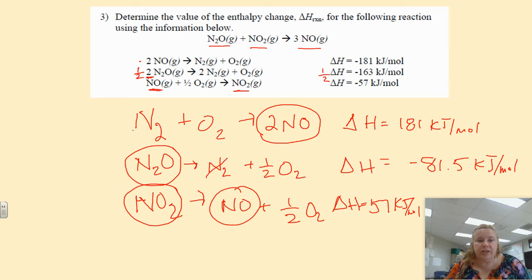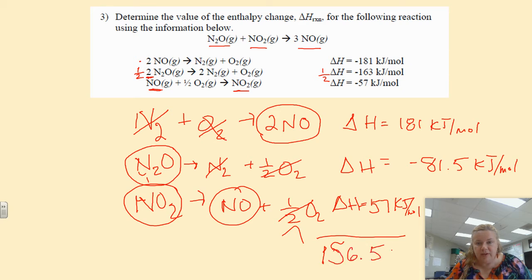So notice on our products, we have N2, and we have reactants over here. Then we have 1/2 plus 1/2 equals 1 whole oxygen on our product side, and we have 1 whole oxygen on our reactant side as well. So we're good. We're just going to add these delta H's together, and we get 181 minus 81.5 plus 57, and we will get 156.5. Sorry guys, this is really messy. So our final enthalpy here is 156.5 kilojoules per mole.